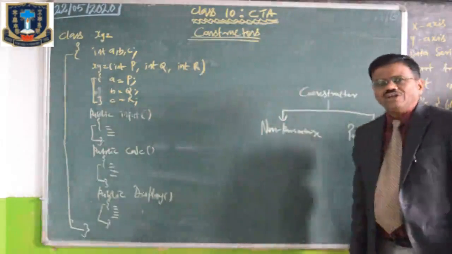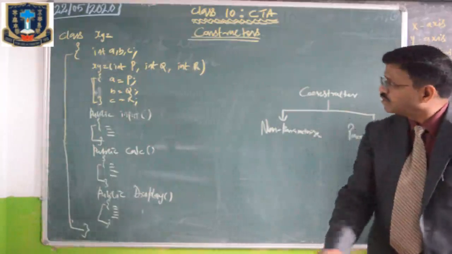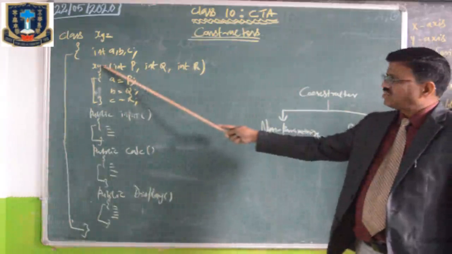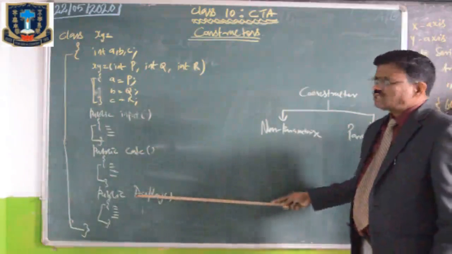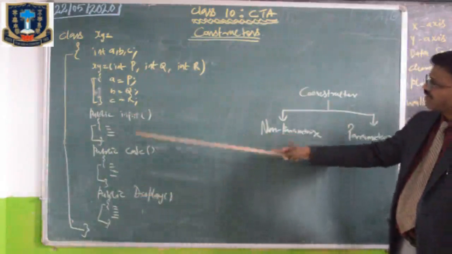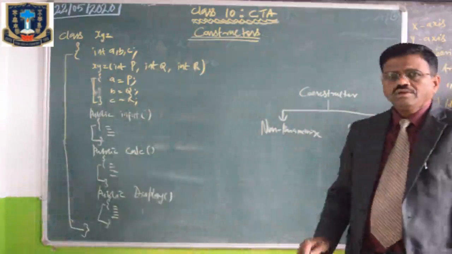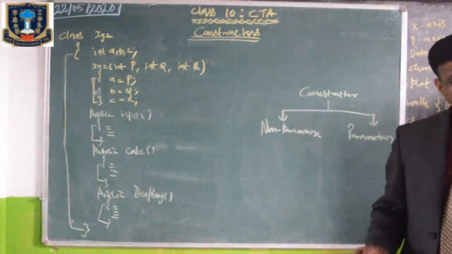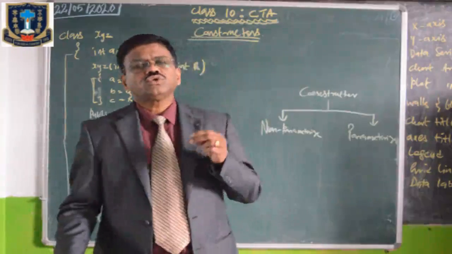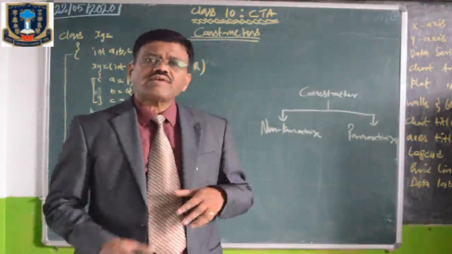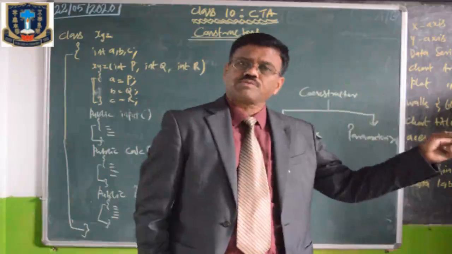Now, I wanted to tell you what you mean by constructor overloading. Here the method names are XYZ, input, calc, and display. Instead of input, calc and display, here again XYZ, XYZ, XYZ. What happens? In a class, two or more methods having the same name is known as function overloading. We have learned this before.